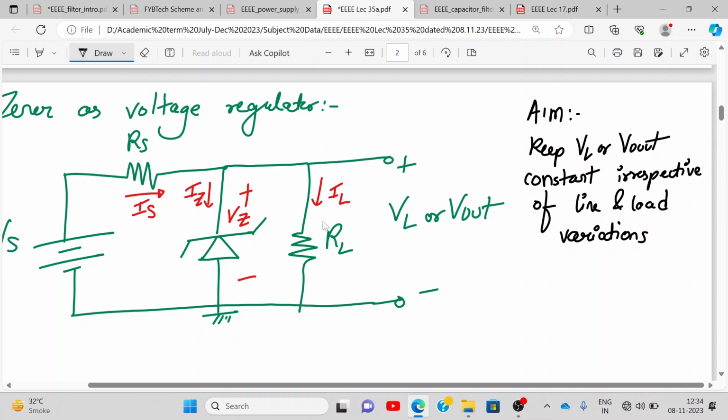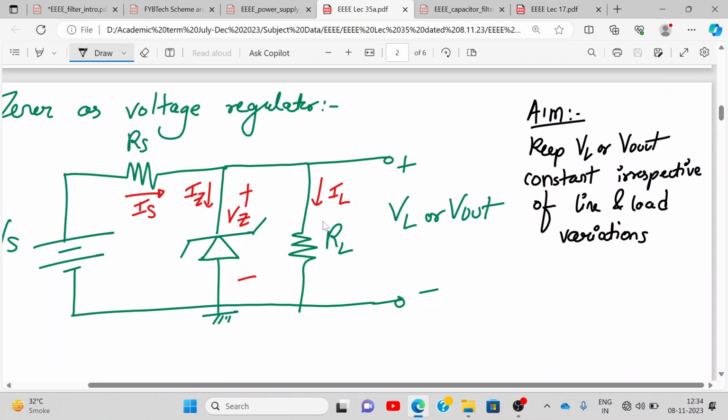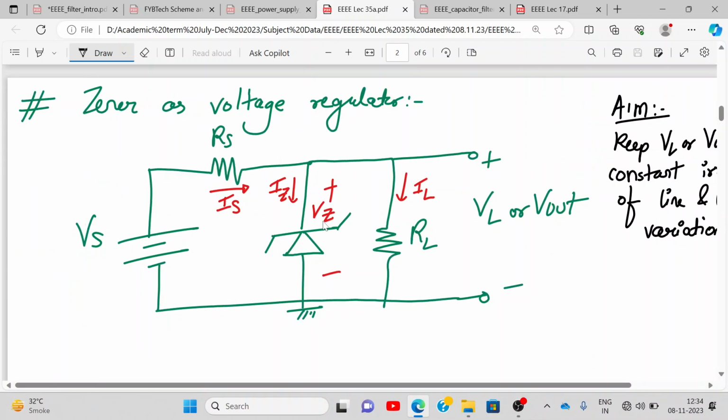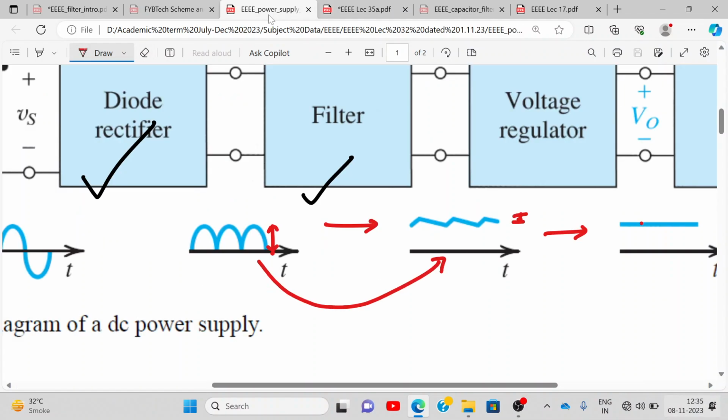Okay. The aim of a Zener regulator is to keep output voltage or load voltage constant irrespective of the line or load variations. Now I'll explain what you mean by that. Now, tell me, where do you get this Vs from? This Vs is obtained from here.